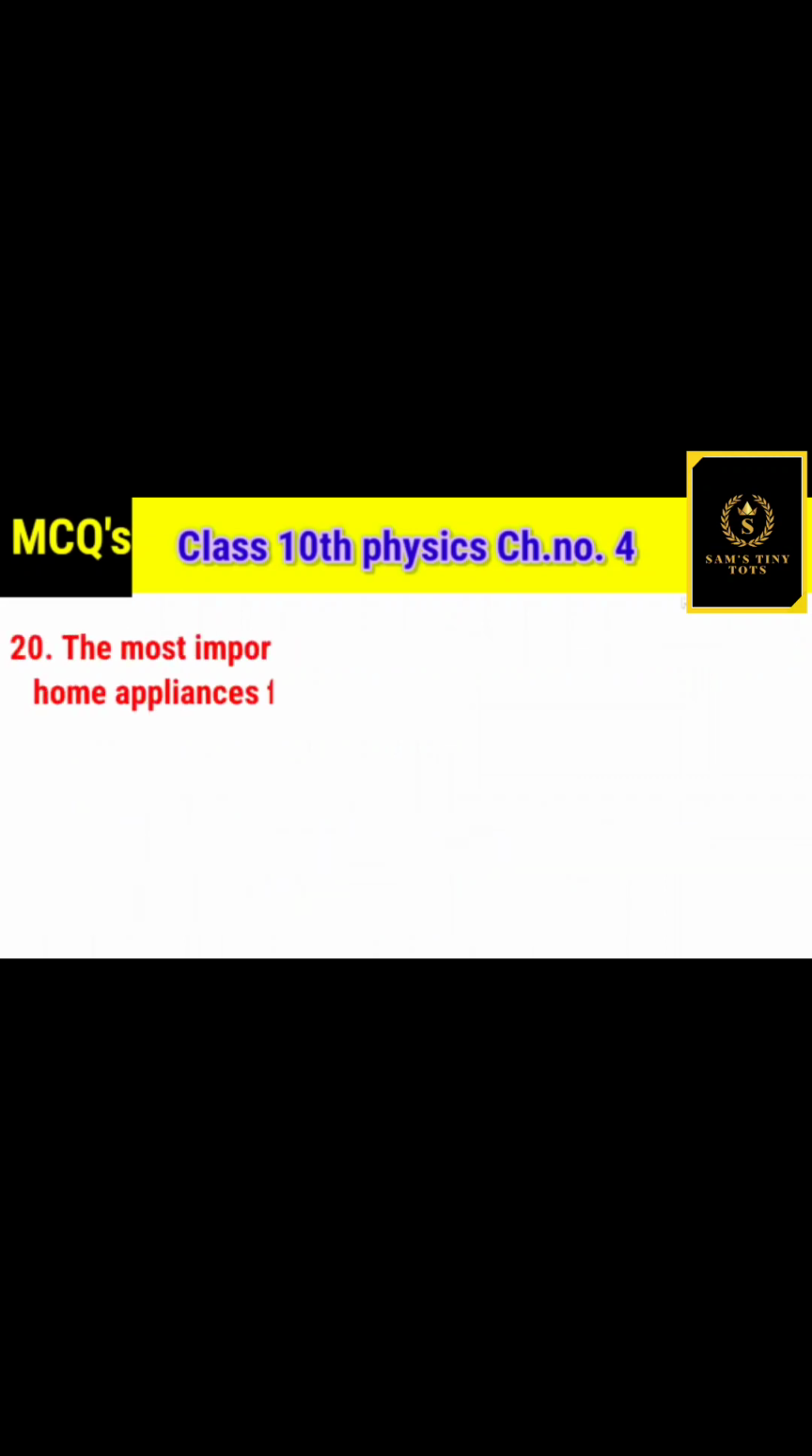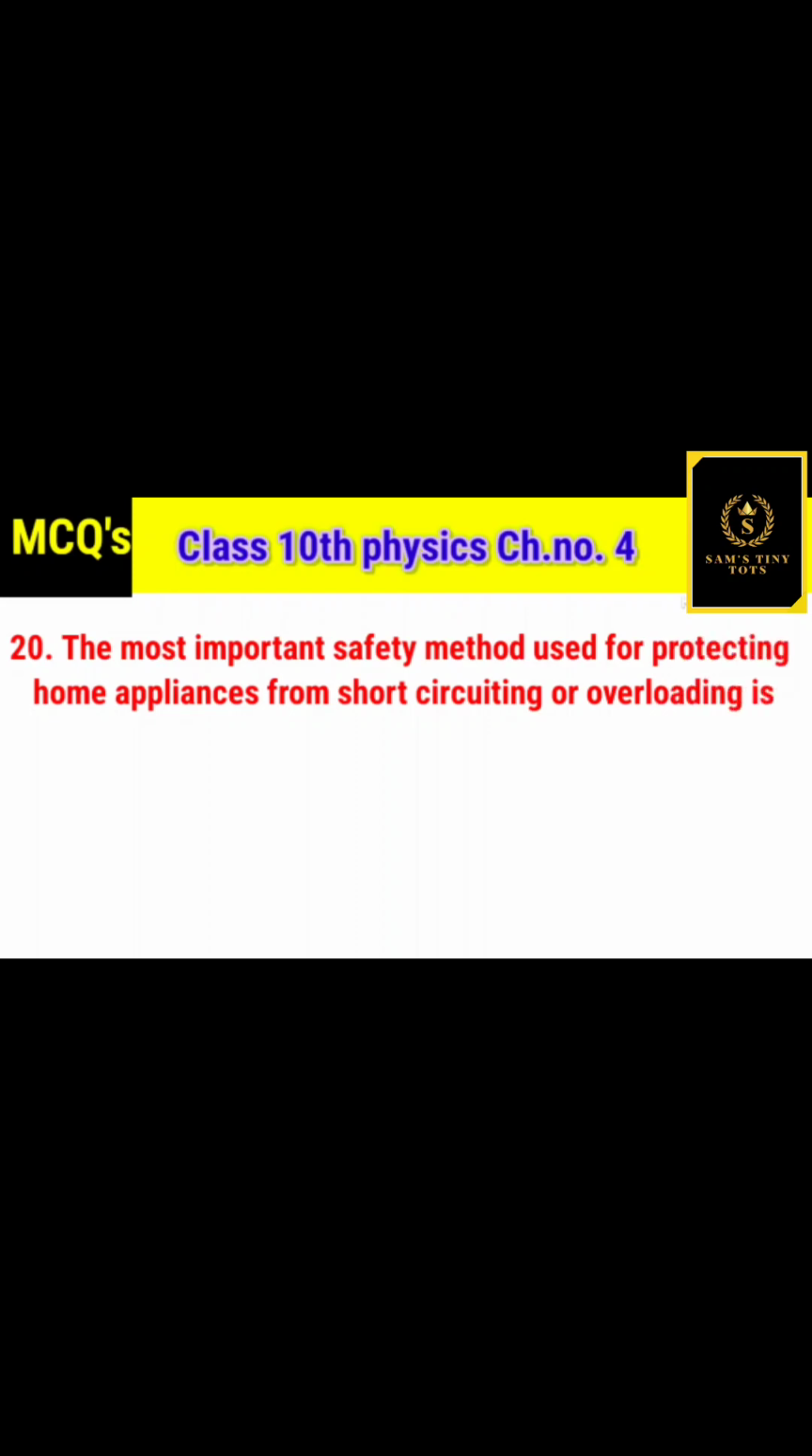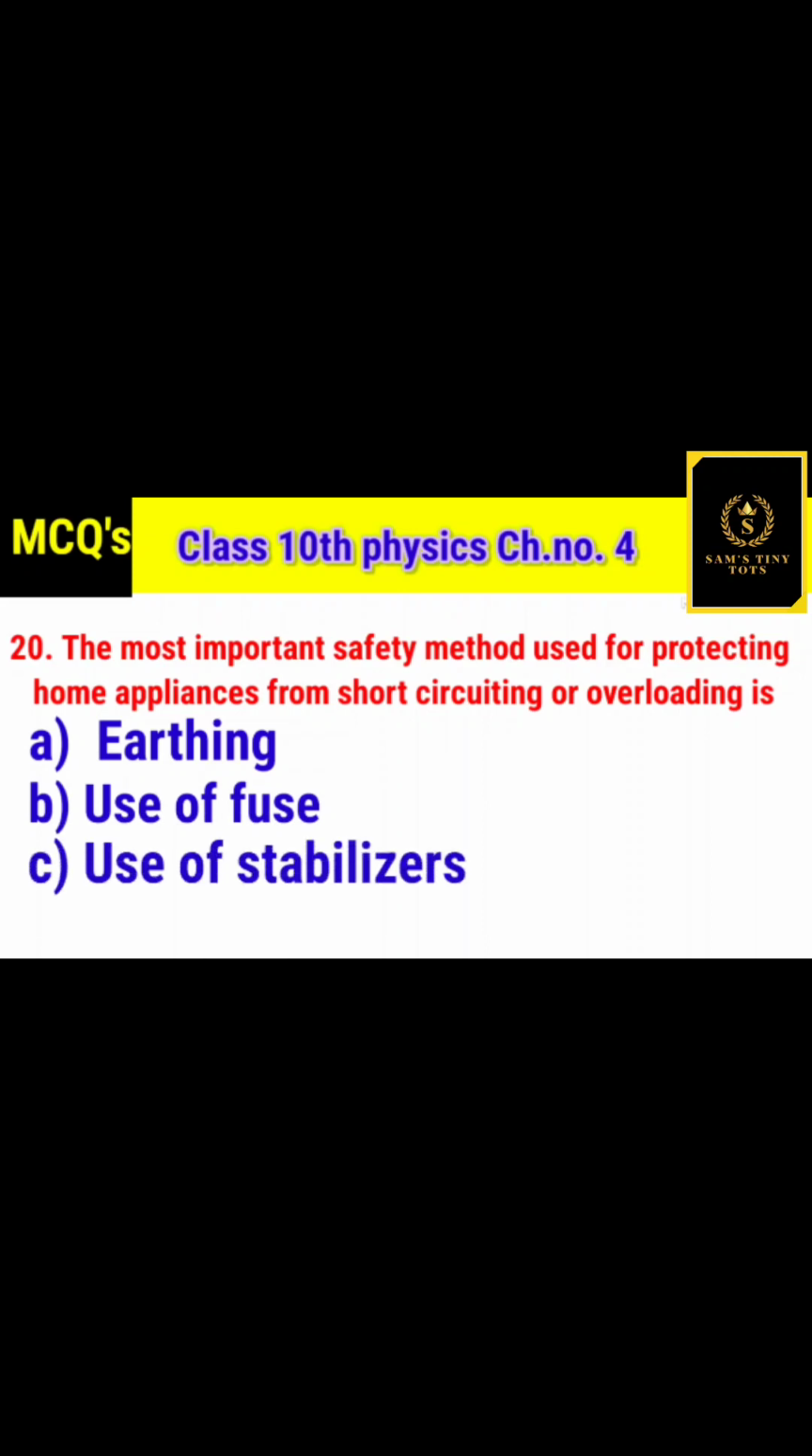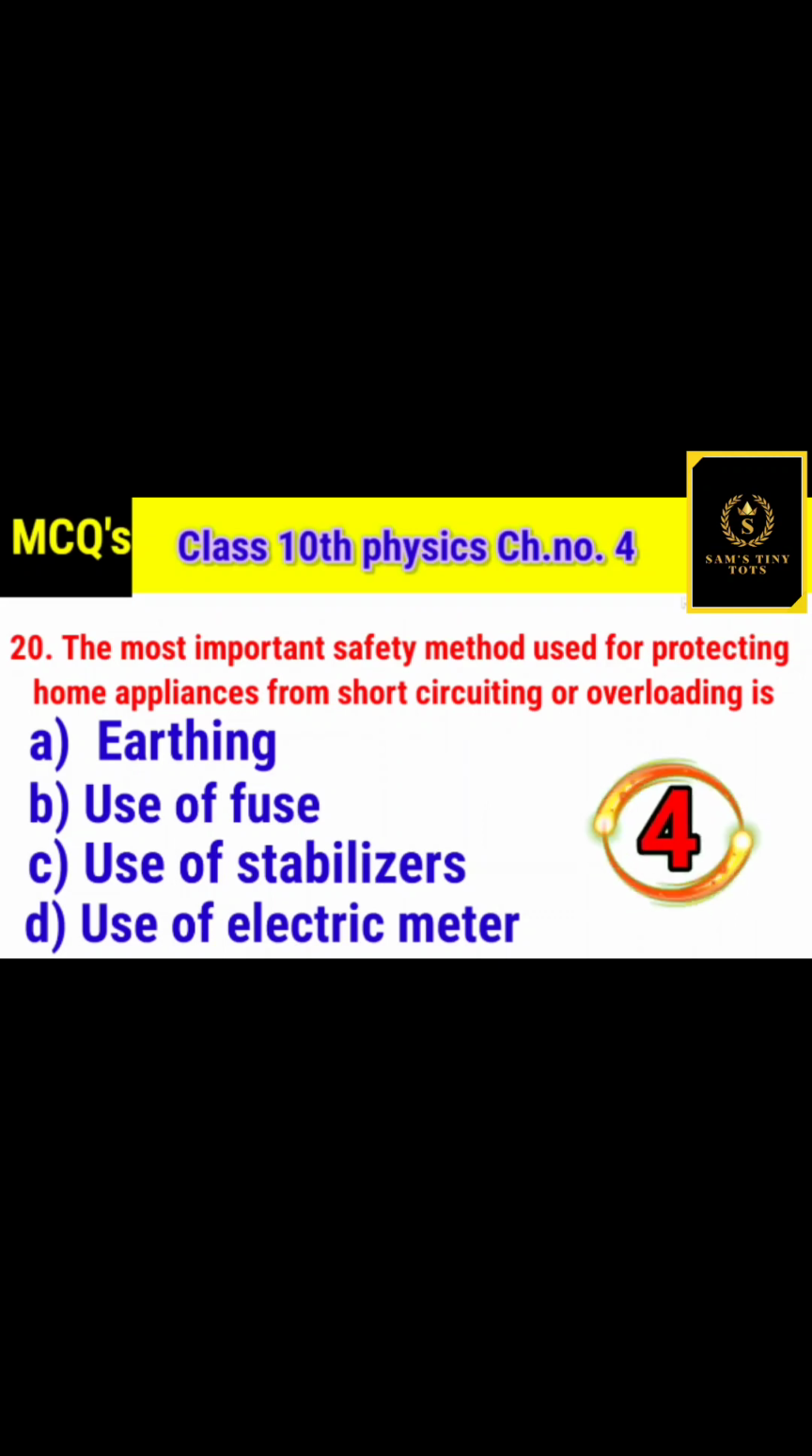20. The most important safety method used for protecting home appliances from short circuiting and overloading is option A, earthing. Option B, use of fuse. Option C, use of stabilizers. And option D, use of electric meter. And the correct option is option A, earthing.